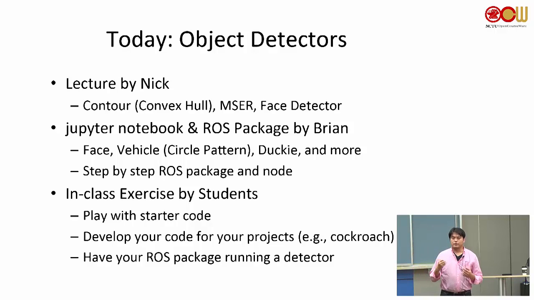In the second section, Brian already developed a Jupyter notebook for us. If you do the Git pull, you can see the material there. All the code has been extracted from the Duckietown repo. It will definitely help you to know what's in the repo and how to use it, for example, the face and the vehicle, the circle patterns, Ducky and more.